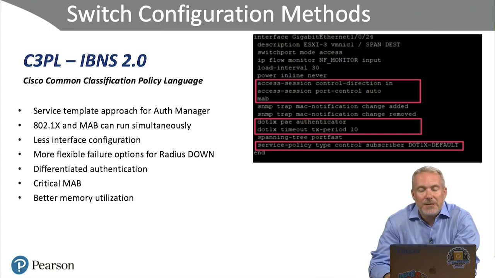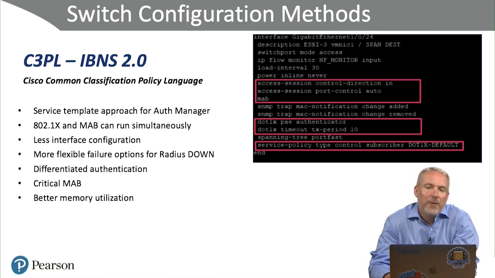So user plugs in, he's configured for MAB, the port is configured for 802.1x and MAB. They can both run, and because I've done MAB first, he's going to win and he'll get on much quicker from that perspective. There is less configuration because most of the configuration is bundled up in that service policy called .1x default that you see down at the bottom. And there's also what's known as a critical MAB functionality. So now I have the option to say, hey, if MAB fails, then what do I need to do from that perspective, where before that option was not available.